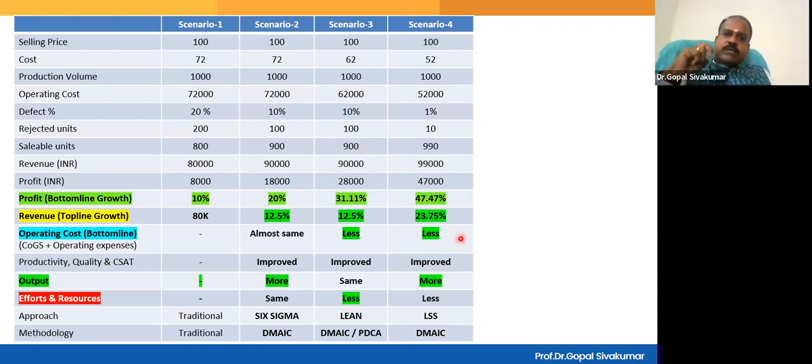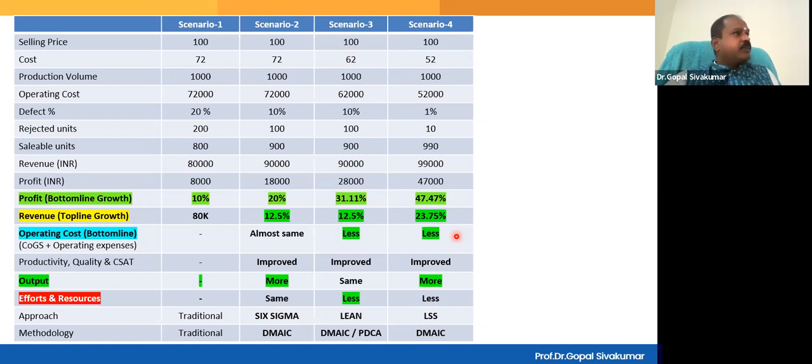So now coming to scenario 4. In scenario 4, the focus is defect reduction as well as reducing the operating cost. You are trying to be effective, you're also trying to be efficient. You're trying to be super effective as well as super efficient. And look at the impact. Your profit is growing and your operating cost is coming down. There is a heavy impact on the bottom line, isn't it?